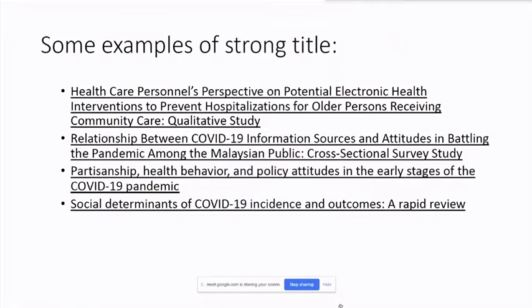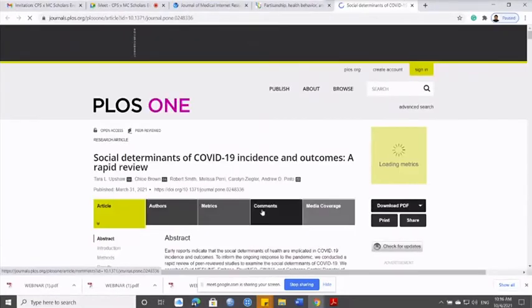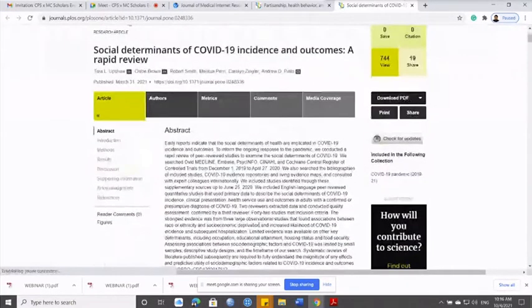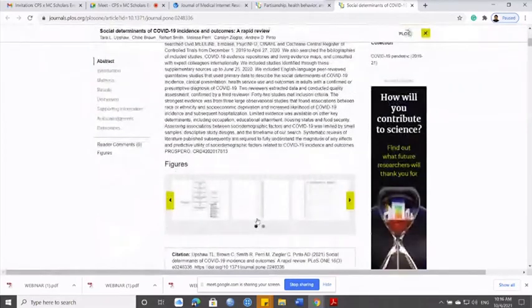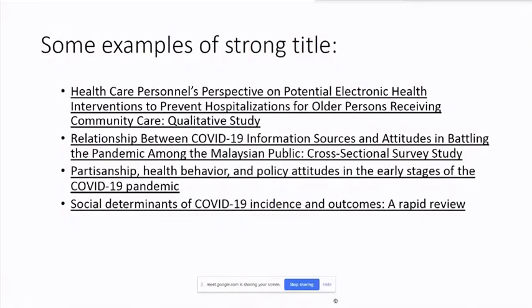And then we have another one, social determinants of COVID-19 incidence and outcome, a rapid review. When you see a rapid review, you already know this is a review process only. Okay, and then they do it systematically, and then they come up with a table. See, there are the figures and whatnot. We look into this later. Right. So these are some examples of strong titles.